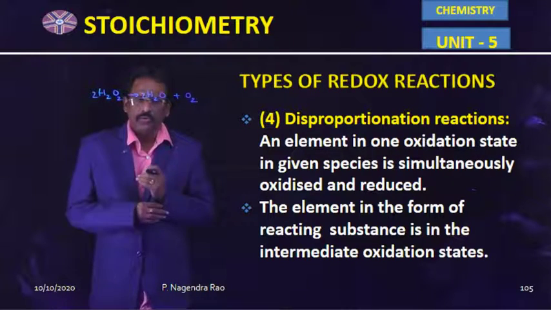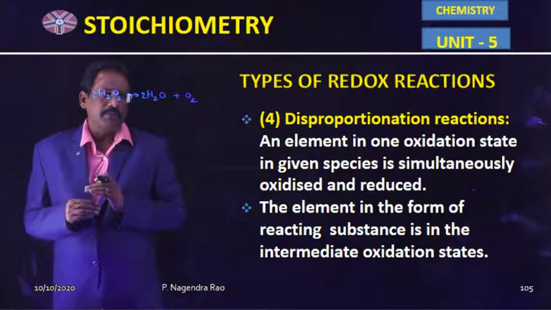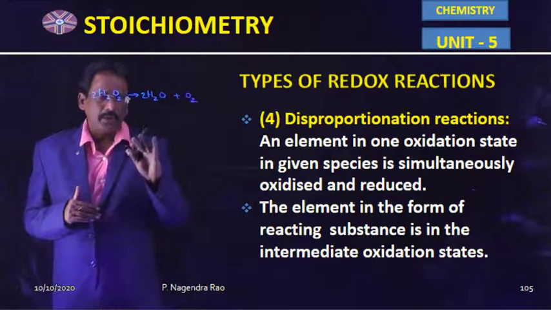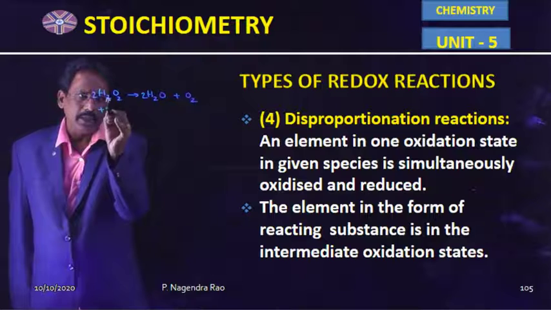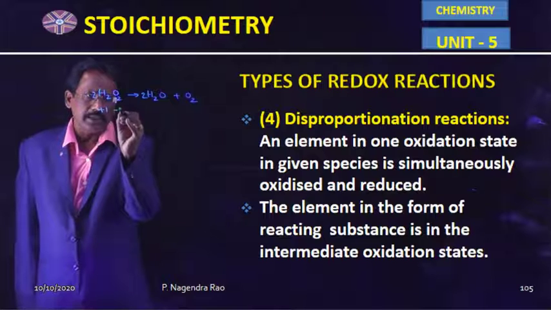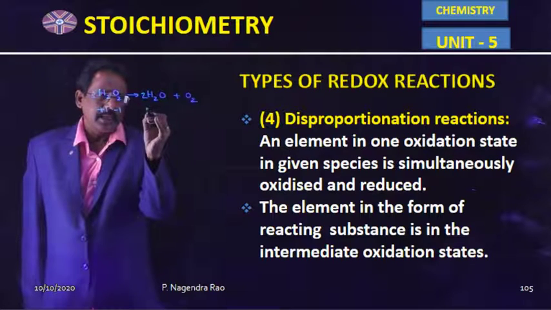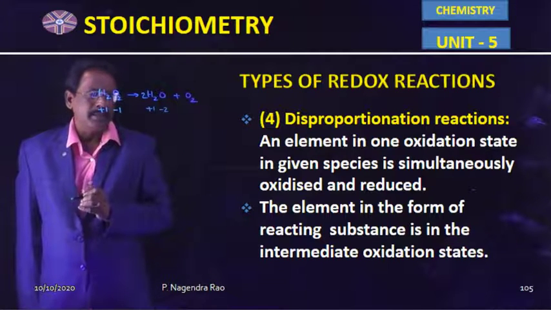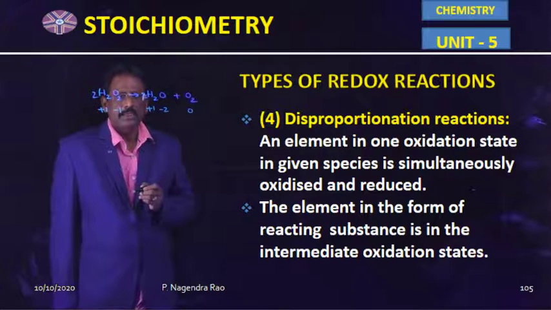2 moles of H2O2 decompose into 2 moles of water and 1 mole of O2. This is one of the examples of disproportionation. There is no comproportionation in this example, because in H2O2 hydrogen oxidation state is plus 1. In H2O2 oxygen oxidation state is minus 1. Please remember this. In water, hydrogen oxidation state is plus 1, oxygen oxidation state is minus 2. And O2 is a homoatomic molecule, that's why its oxidation state is 0.